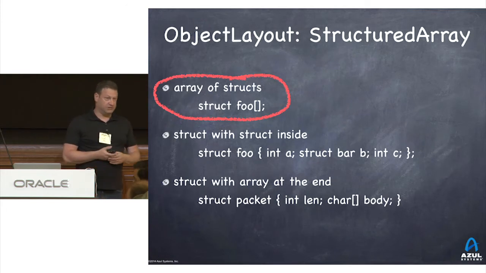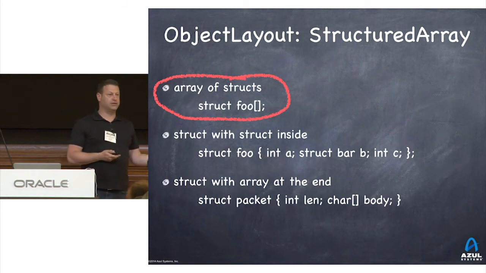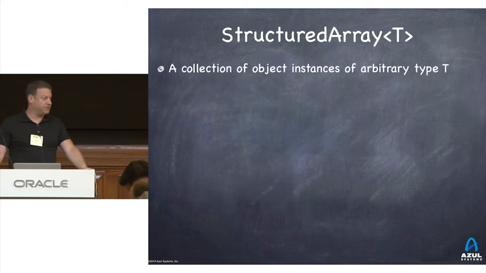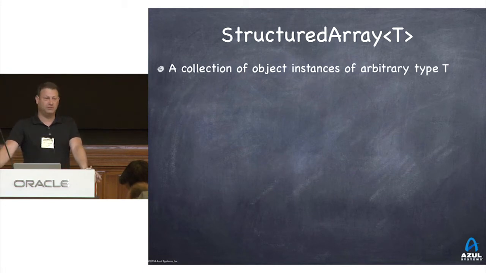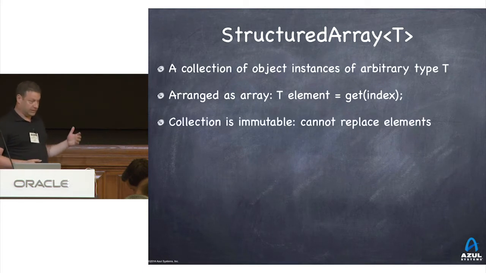So let's look at these 3 constructs, and structured array is the main one. I'll touch a little bit on the other 2. So what is a structured array? It's basically a collection of objects of type T, and it's arranged as an array, so you can do a get on an index. That's basically it. Now, the collection is immutable.